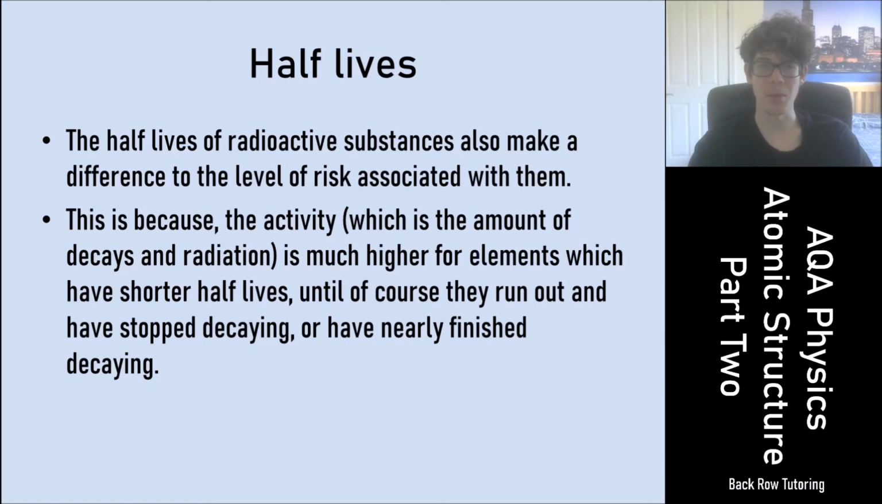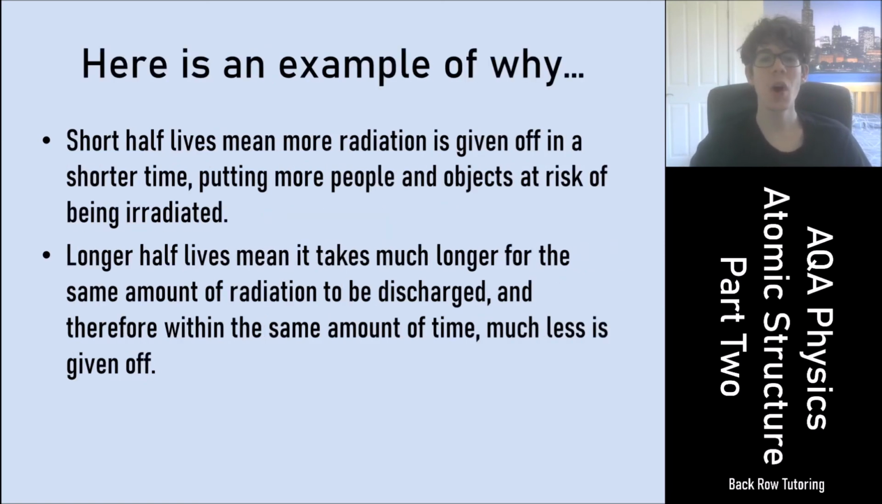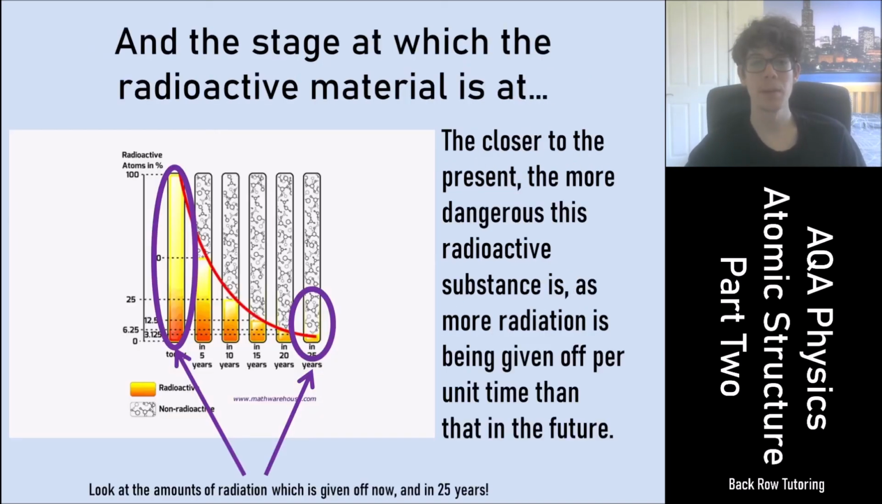you're exposed to something with a long half-life for the same amount of time as you are exposed to something with a short half-life, well, the thing with a longer half-life, you're gonna get irradiated by that much, much less than you are with something with a shorter half-life. Short half-lives mean more radiation is given off in a shorter time, putting more people and objects at risk of being irradiated. Longer half-lives mean it takes much longer for the same amount of radiation to be discharged, and therefore, within the same amount of time, much less is given off.